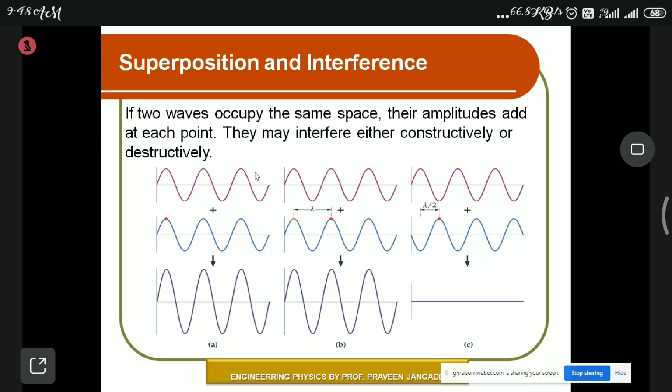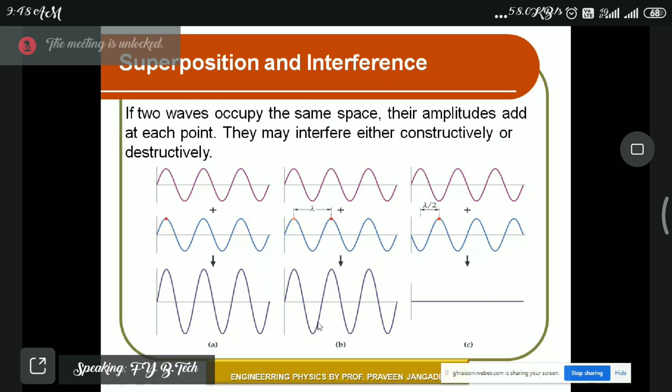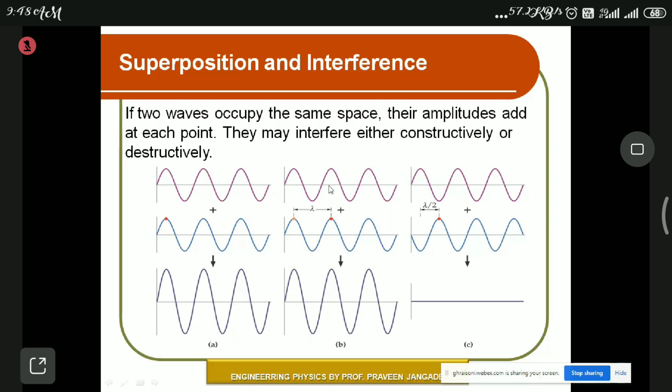And if they intersect in opposite directions, as you can see in diagram c, one wave is in phase and the other is out of phase. If these two waves intersect, the outcome is a straight line, meaning the amplitude becomes zero. In cases A and B, you have seen the amplitude becomes maximum compared to the previous two waves. When the amplitude becomes maximum, that is constructive interference, and you get more brightness. When the amplitude is zero, it satisfies destructive interference, and zero amplitude means complete darkness.